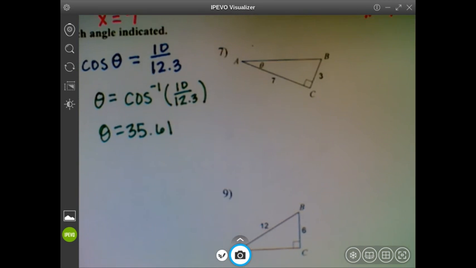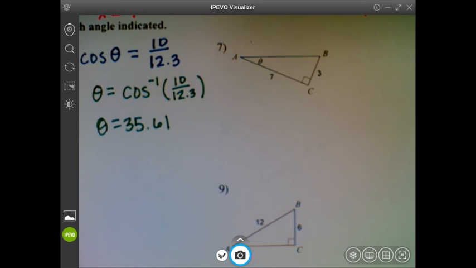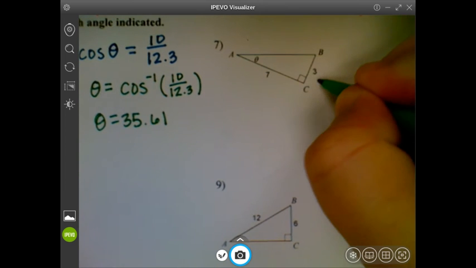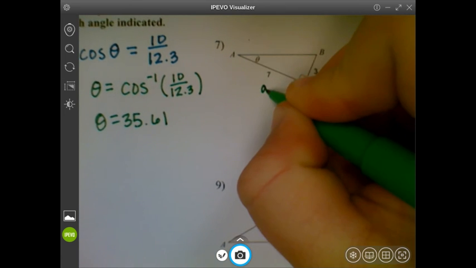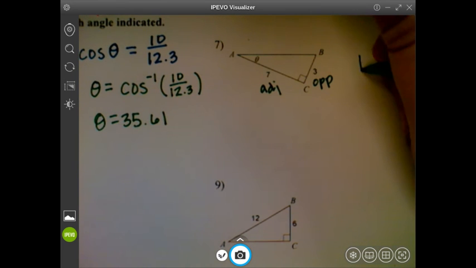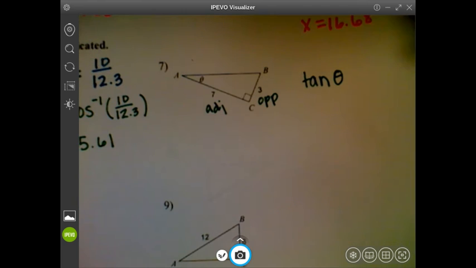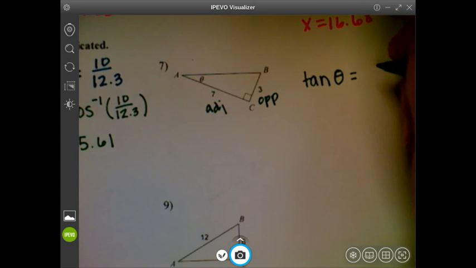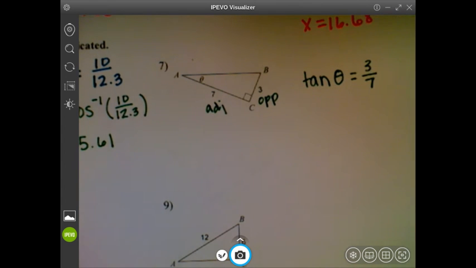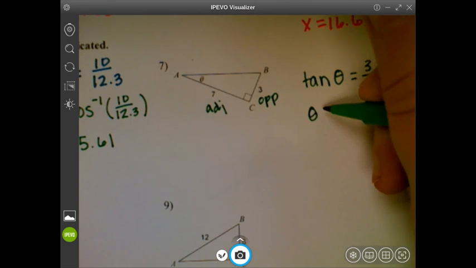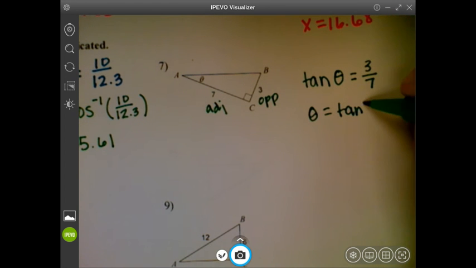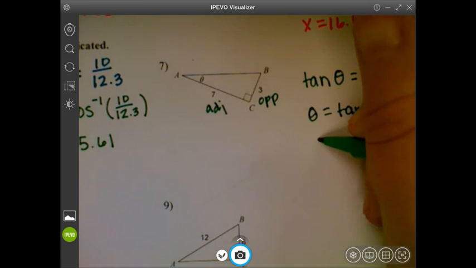All right, so next one, looking for the missing angle here as well. We're going to go ahead and set up one of our trig functions. It looks like based off of theta, we have the opposite and the adjacent. So the best one to use here is tangent. You could use cotangent, but your calculator probably doesn't have a cotangent button. So opposite over adjacent, tangent is just a whole lot easier. So 3 over 7. So you're going to tan inverse the 3 over 7 to get your actual angle.